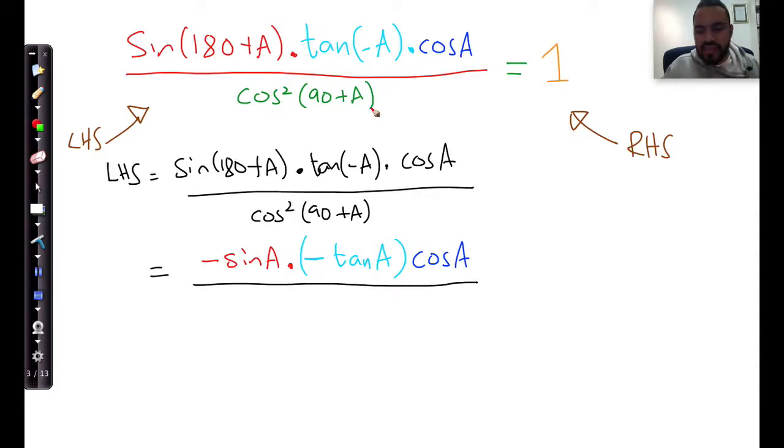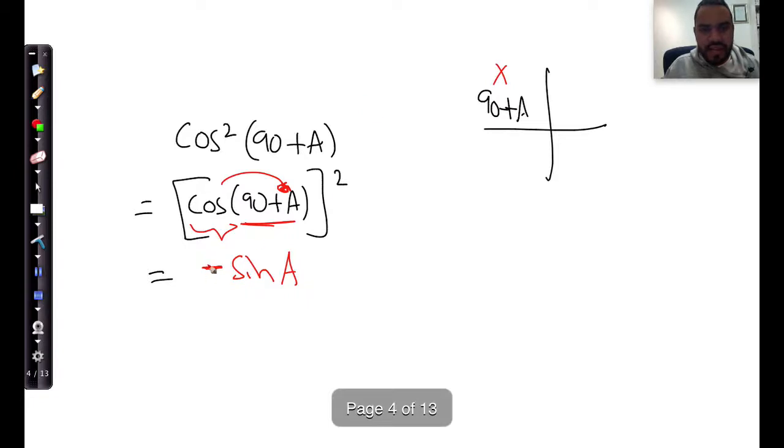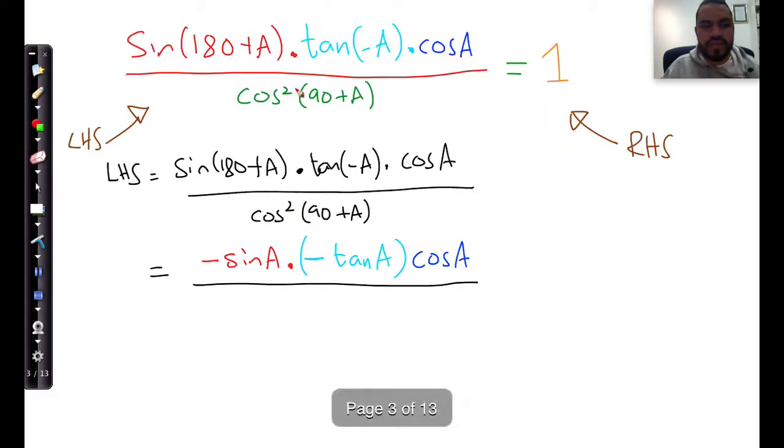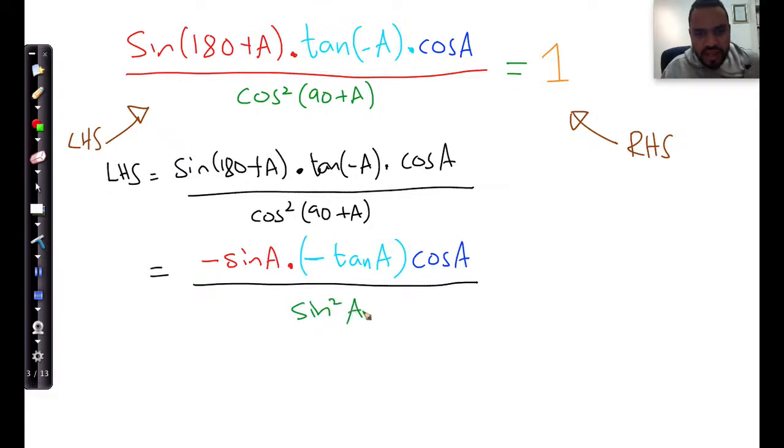Cos squared 90 plus A. Remember, this is in a bracket, squared. Now, if I square this negative, I'm going to get a positive, and if I square sine A, it becomes sine A, the whole thing squared, which is actually sine squared A. Okay, so that's what I'm going to write down for cos of 90 plus A in green, so that you know that's what I've simplified. This thing over here simplifies to positive sine squared A.